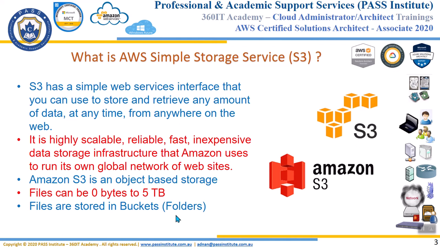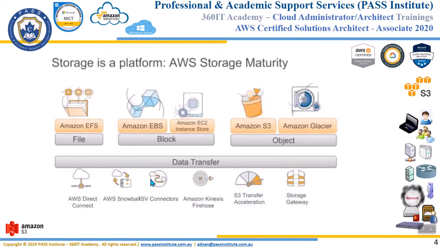A bucket is nothing but a folder that is created within AWS as an S3 service. Within the S3 service, the main root folder where we store files and folders is known as a bucket. In the bucket, you can store files anywhere from 0 bytes to 5 terabytes. 5 terabytes is the maximum capacity, and S3 is an object level storage.